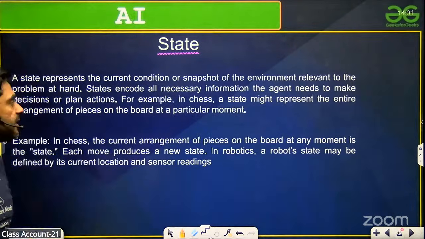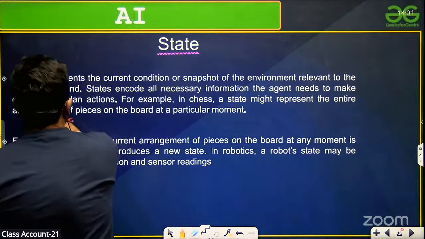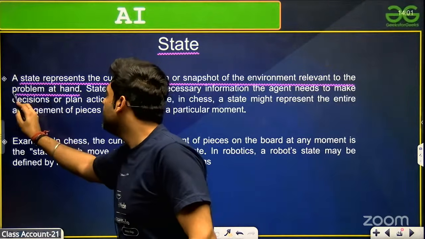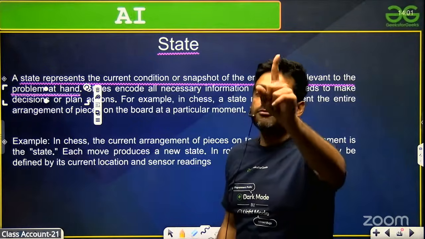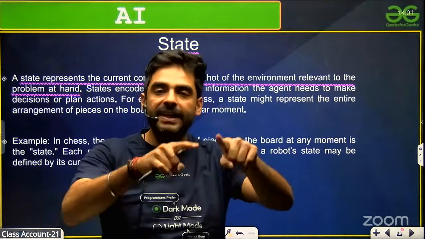Now, a state represents the current condition or snapshot of the environment relevant to the problem at hand. For example, I want to travel from Delhi to Noida.